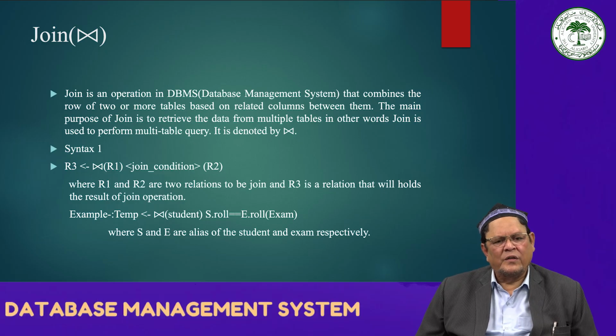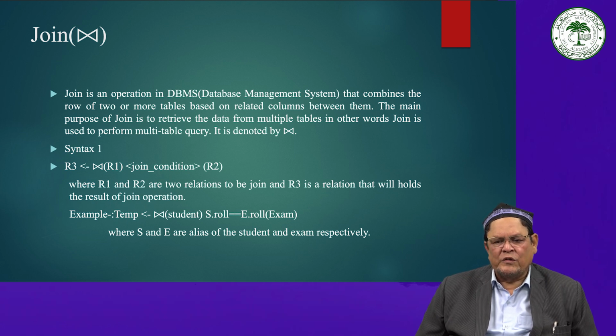First is join. In a database management system, a join operation is a fundamental relational algebra operation used to combine rows from two or more tables based on the related column between them. It allows the retrieval of data that spans across multiple tables, enabling complex queries and analysis.